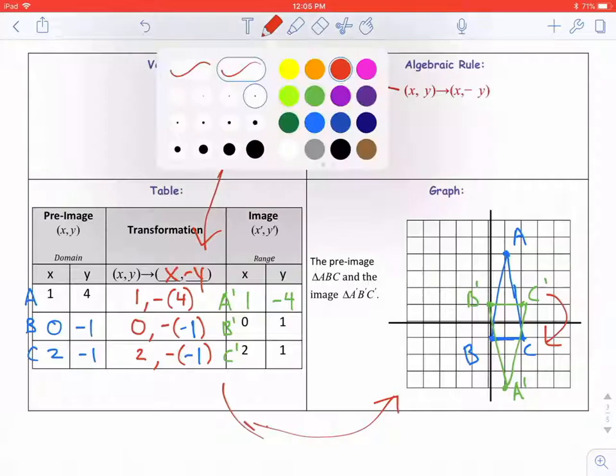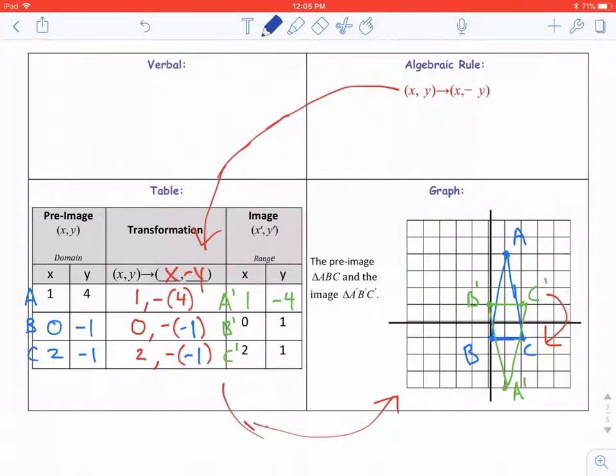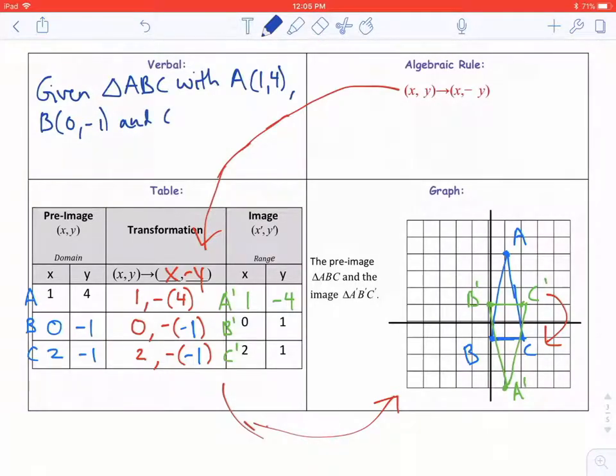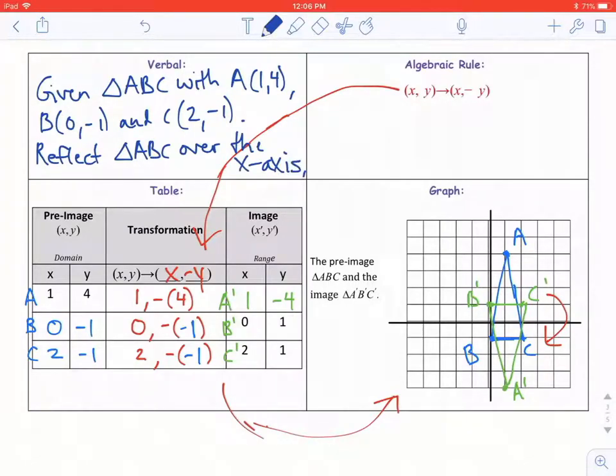So now let's use that information to write out our description. So we're going to say, given triangle ABC with A(1, 4), B(0, -1), and C(2, -1), reflect triangle ABC over the x-axis. Alright, so that's it for example 2.